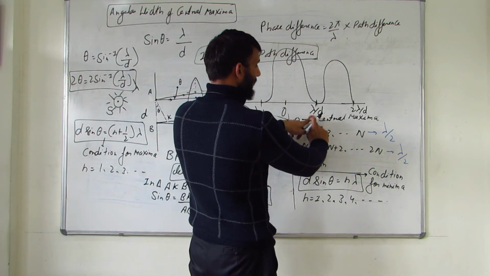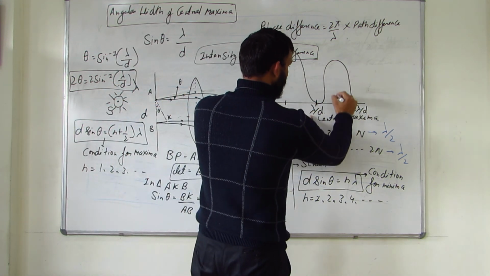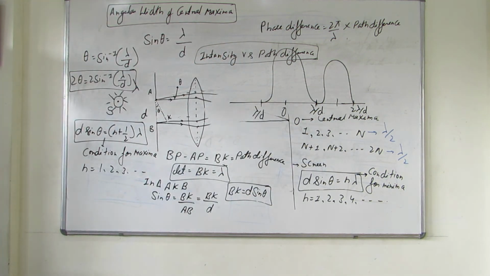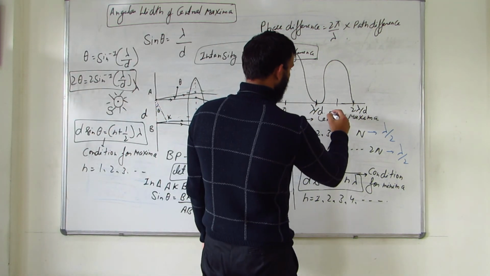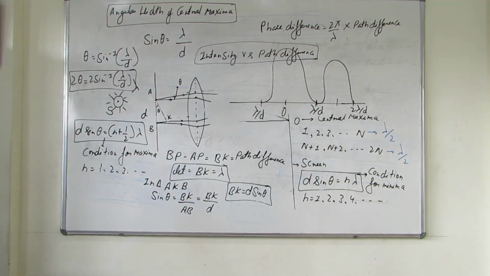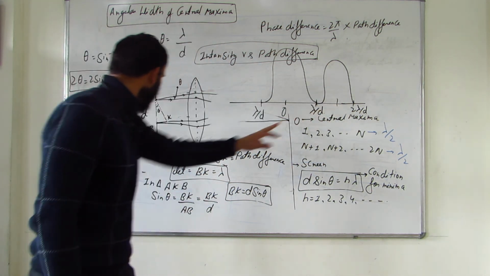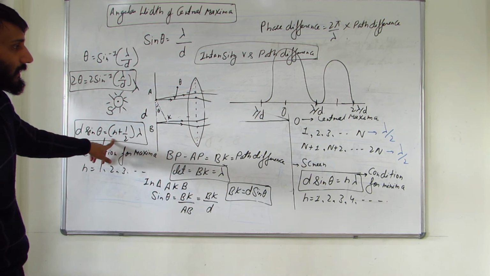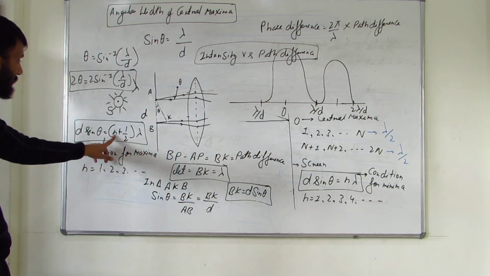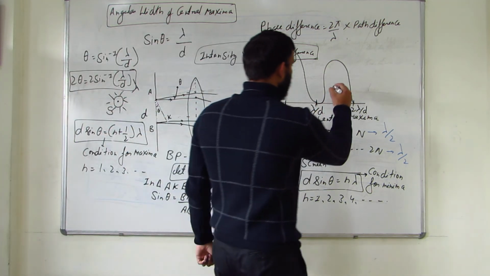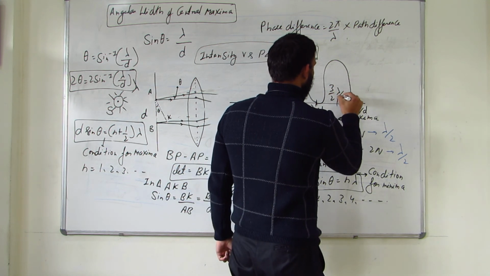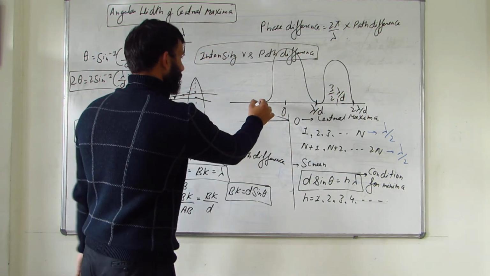So between lambda by d and 2 lambda by d, this would be the bright point. So this is 0, lambda by d, and then 2 lambda by d. So this would be the bright point and you can easily calculate it from here. Now 1 you put, this would be 3 by 2 lambda by d. And similarly on this side as well.